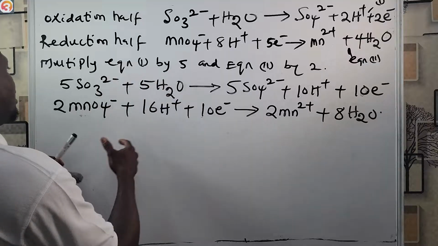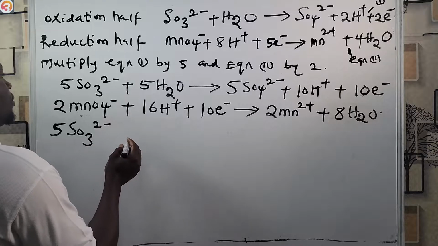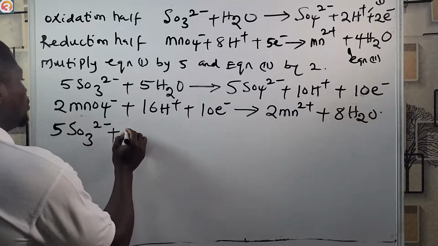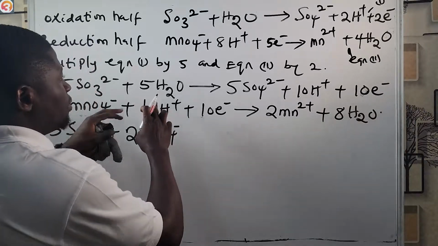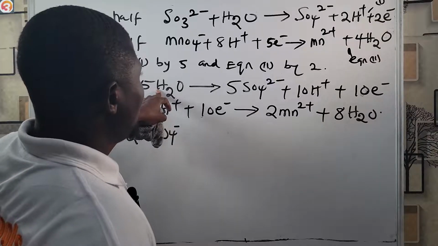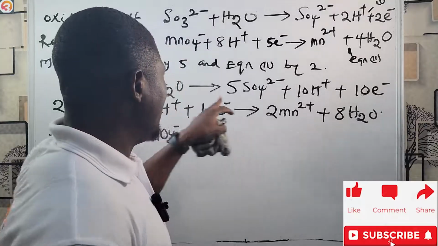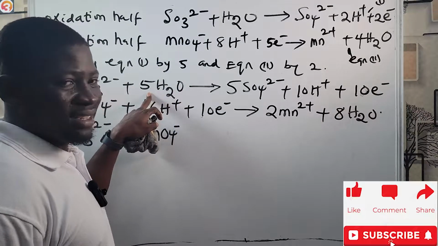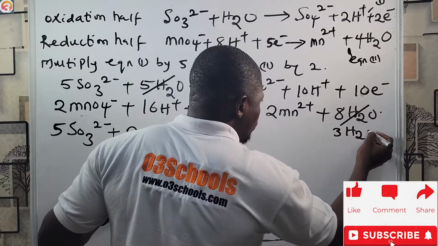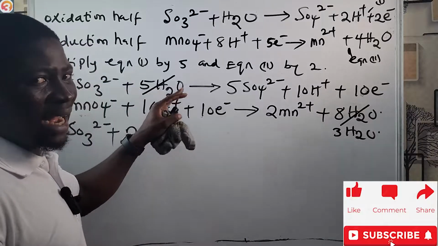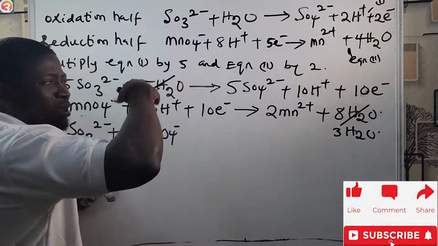So now let's add the reactant side. I'm going to have 5SO3 2 minus, then plus 2MnO4 minus. Now we have 5 H2O here and 8 here. 8 minus 5 is 3. So if we cancel the 5, what will be left is 3H2O. I'm going to have plus again, that means 5H2O is gone.